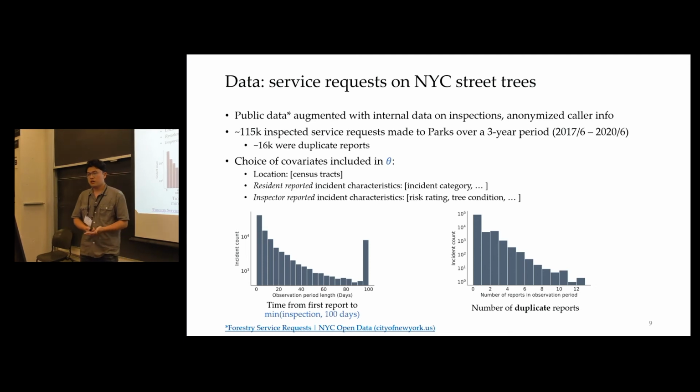The choice of covariates that we included in theta mainly include 3 types. So the first are the location, which are the census tracts in New York City. The other type would be the incident characteristics, and these are both reported by the residents and by the inspector.